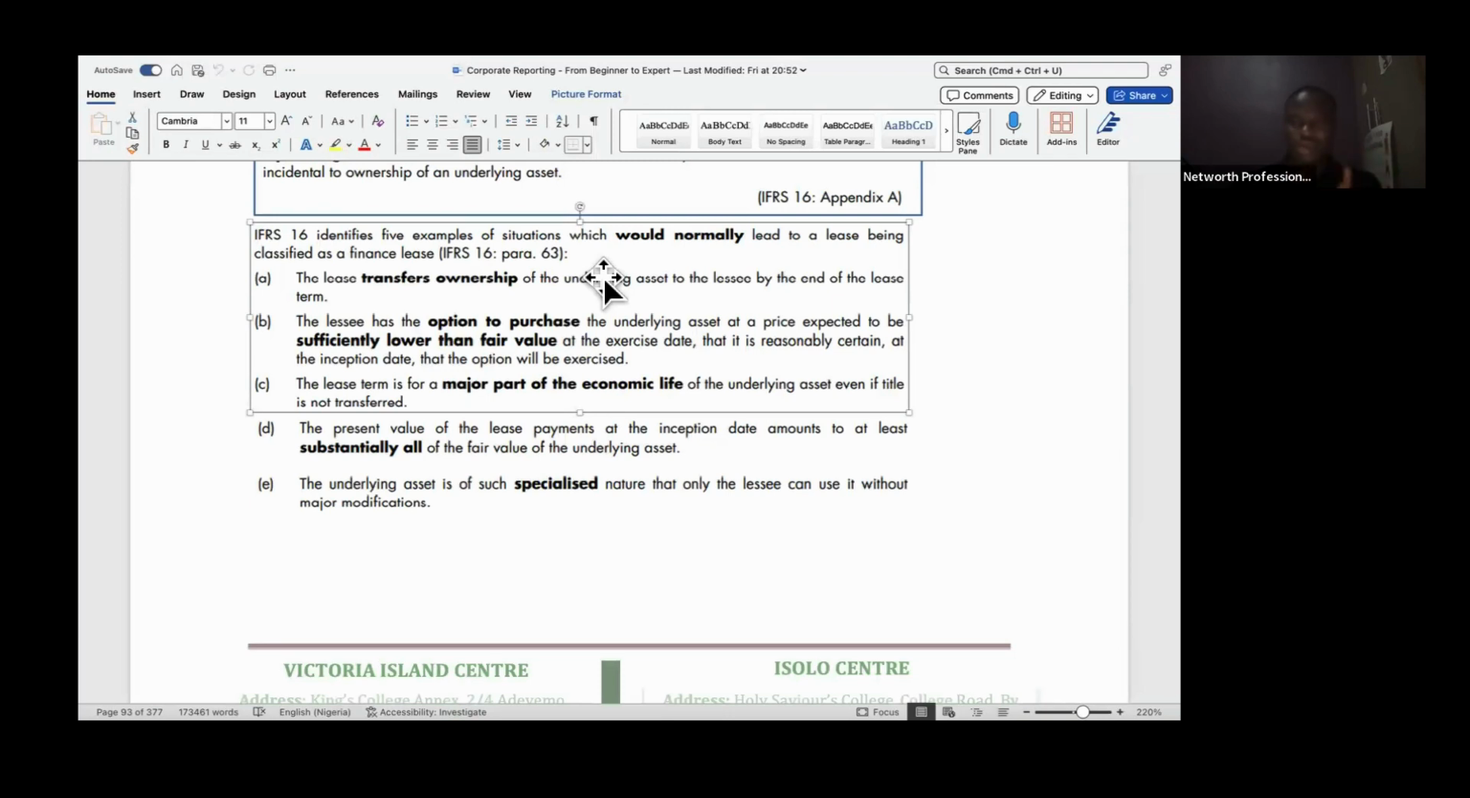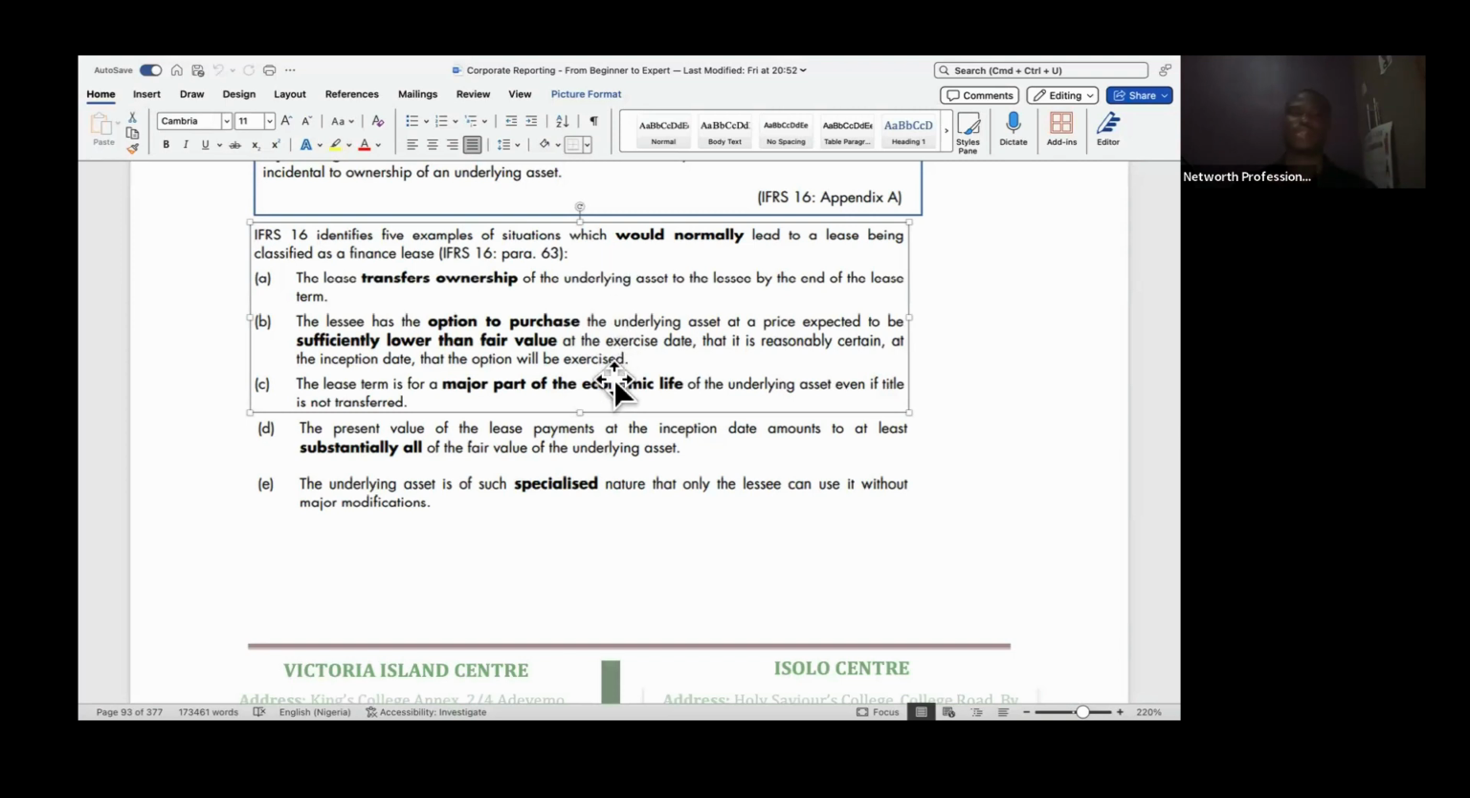It will be very small. I mean, that goes to show that the lessee will have used the assets in such a way that the value is even very low. So the second point here is that there's an option to purchase at a sufficiently lower price than the fair value of the asset at the exercise date.